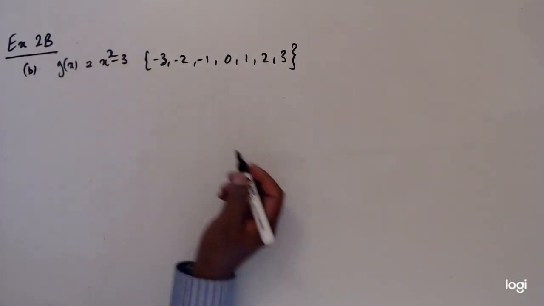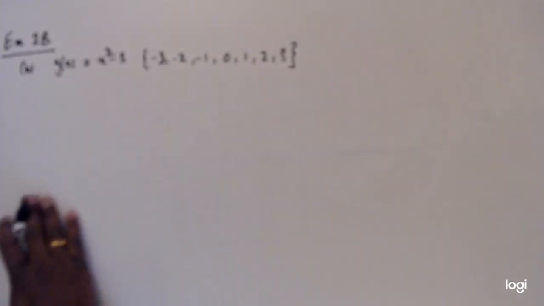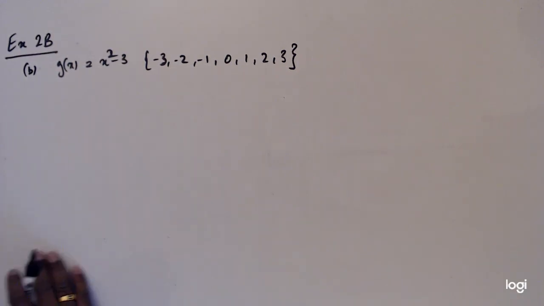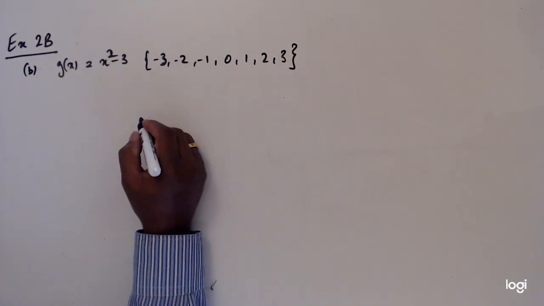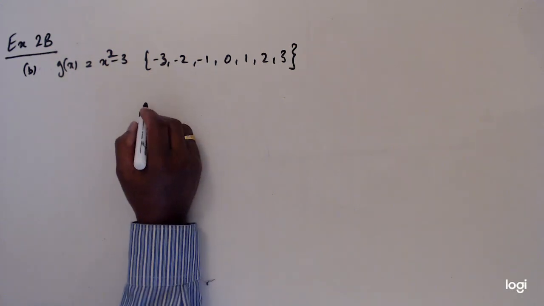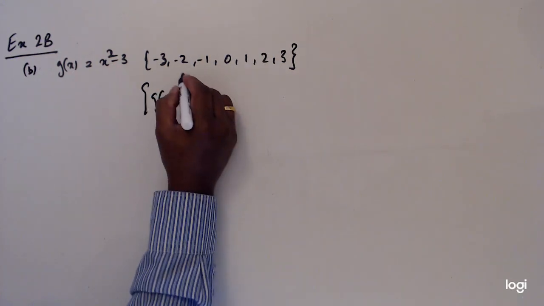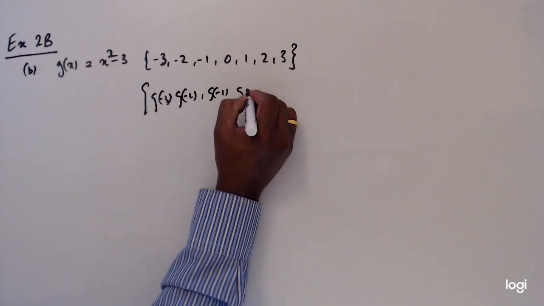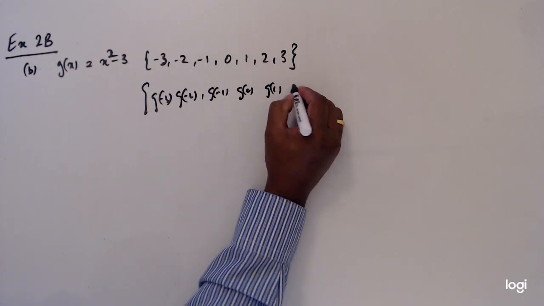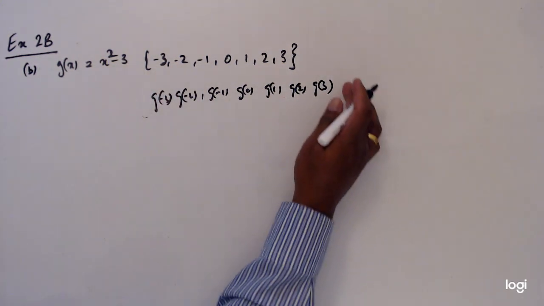Part B, g(x) equals x squared minus 3, and the domain is given. Now we want to decide one to one or many to one, and the range. So first of all, we have to find the range. If we don't draw a graph, g(minus 3), g(minus 2), g(minus 1), g(0), g(1), g(2), g(3). I can't put the set symbol yet.